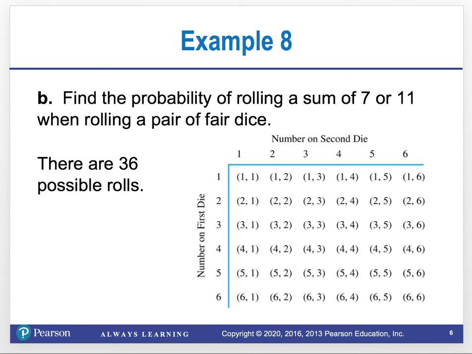Find the probability of rolling a sum of 7 or 11. Okay, notice that word or. So here's what we're doing: the probability of rolling a 7 or 11. Remember our formula for or. It's the probability that you roll a 7.